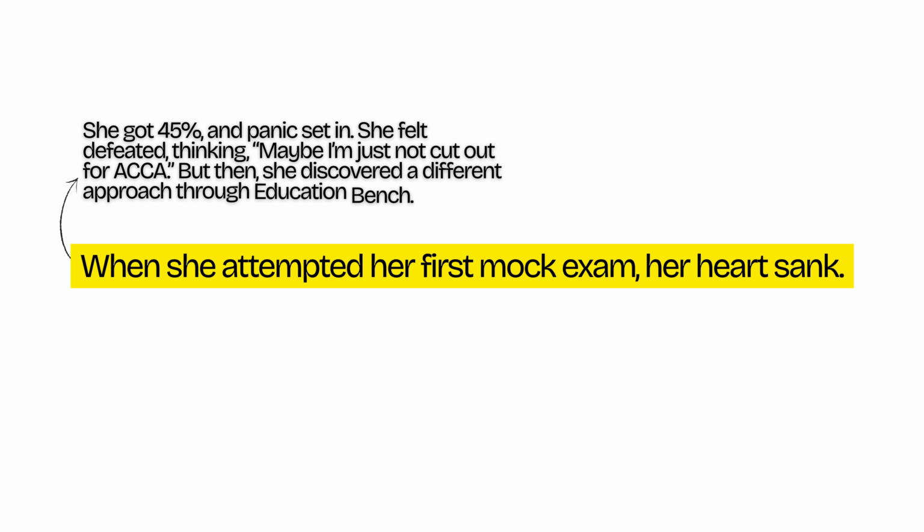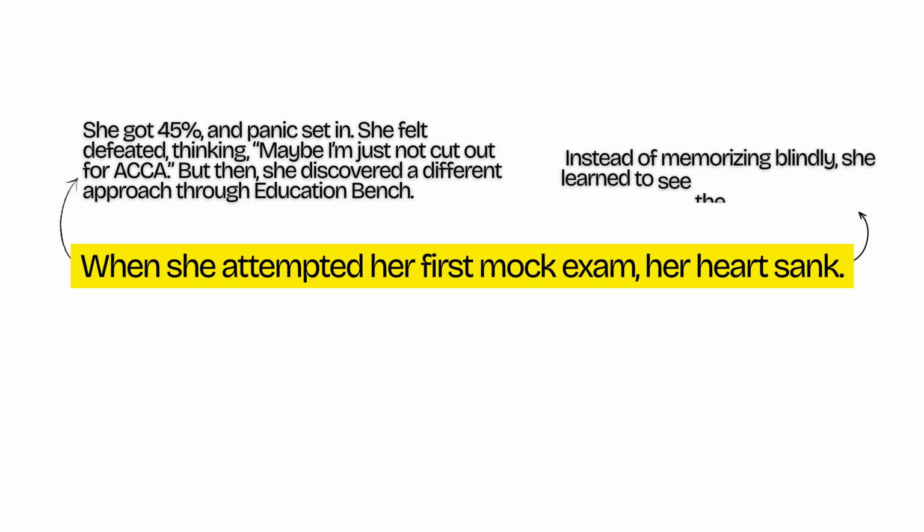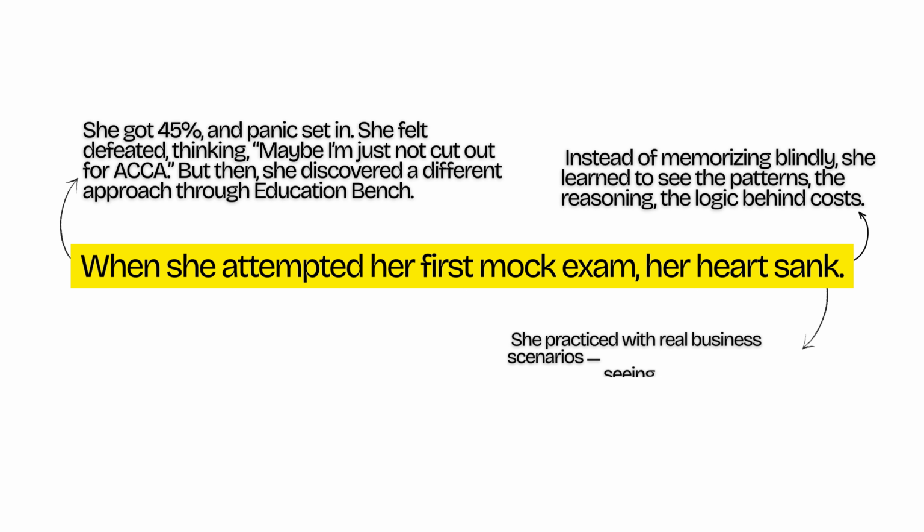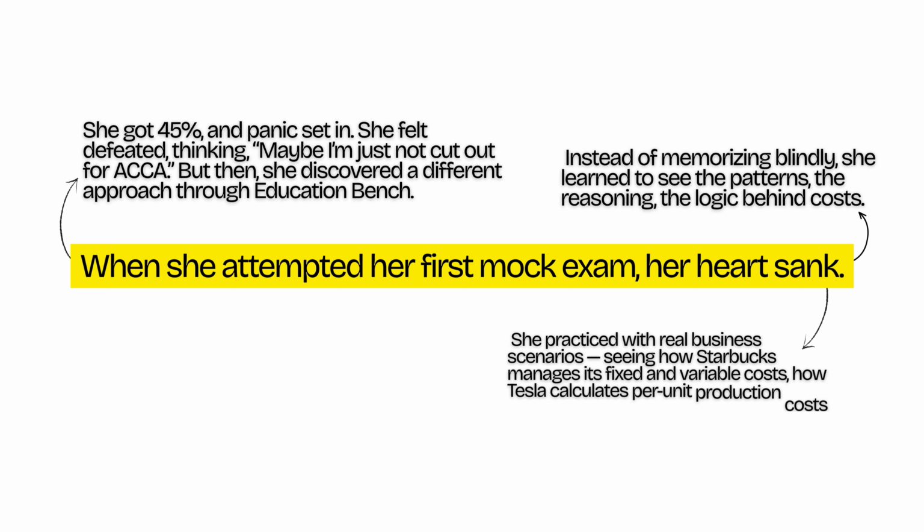She got 45% and panic set in. She felt defeated, thinking, maybe I'm just not cut out for ACCA. But then, she discovered a different approach through Education Bench. Instead of memorizing blindly, she learned to see the patterns, the reasoning, the logic behind costs. She practiced with real business scenarios, seeing how Starbucks manages its fixed and variable costs, how Tesla calculates per unit production costs as their output scales.